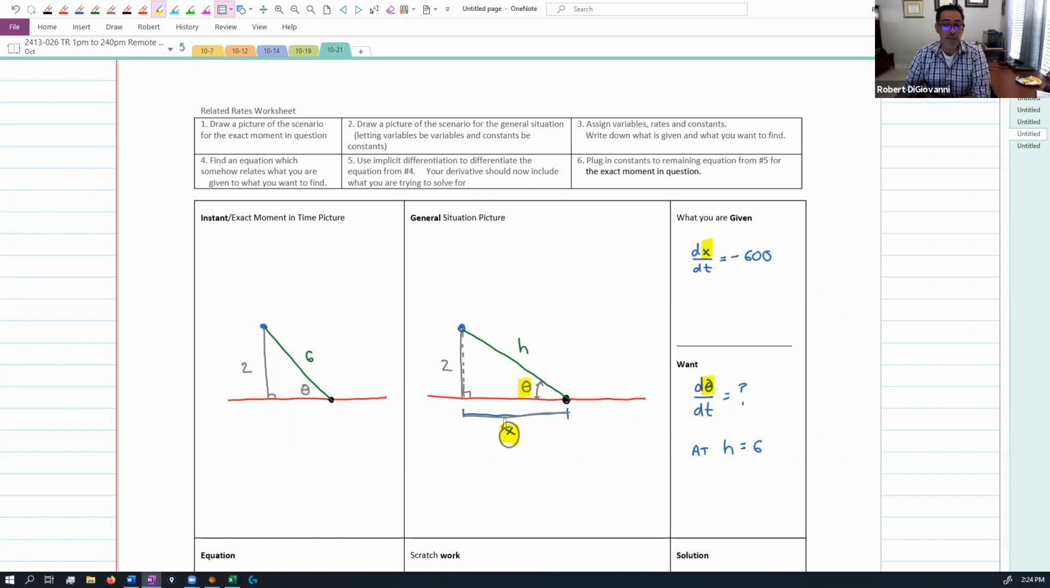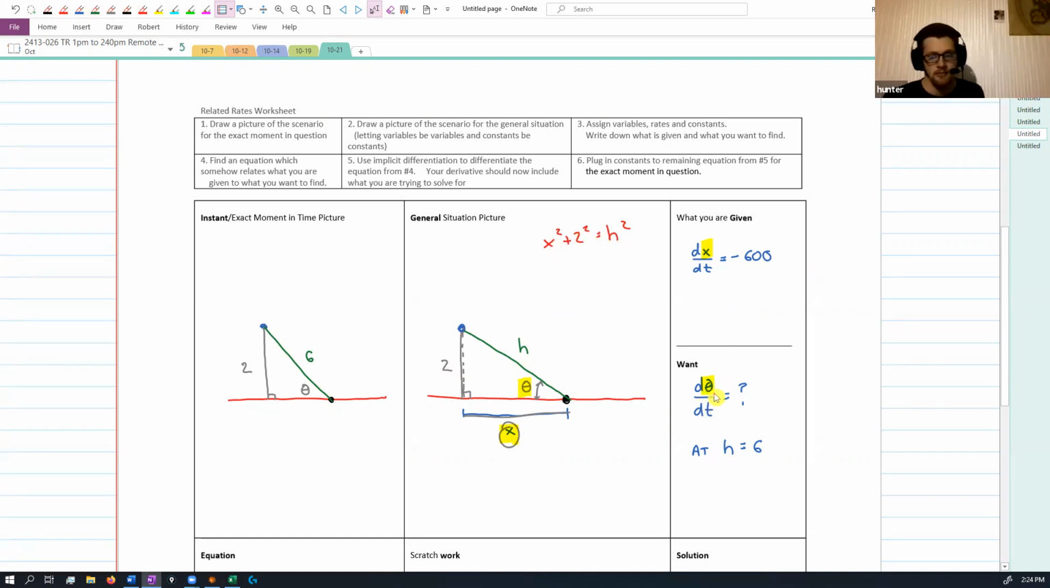So let me tell you why I'm not going to use a few of them. I'm not going to use x squared plus 2 squared equals h squared. The Pythagorean, I'm not going to use that. Why? What don't you see in here? Theta. Theta, and I need theta in there, right? So it can't be that.